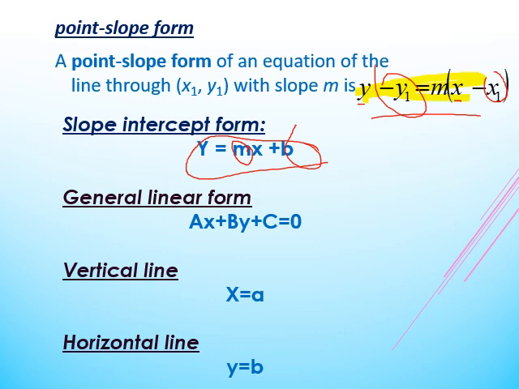Another form for the linear equation is the general linear form, where we put all the values on the left-hand side and the right-hand side equals 0. Here the coefficient of x multiplied by x, plus the coefficient of y multiplied by y, plus the constant, should equal 0, and this is known as the general linear form. Another expression is the vertical line, where x all the time equals the value of a, and the horizontal line, where y all the time equals the value of the y-intercept, which is p.